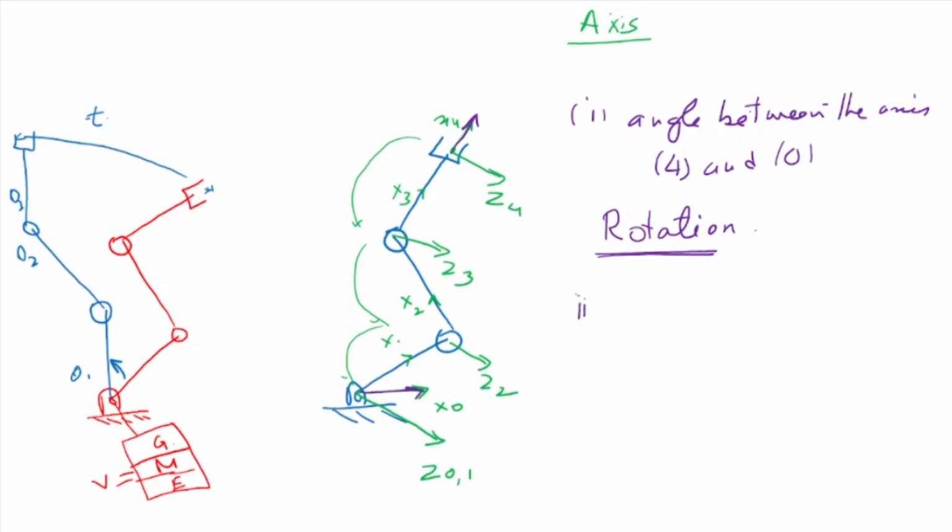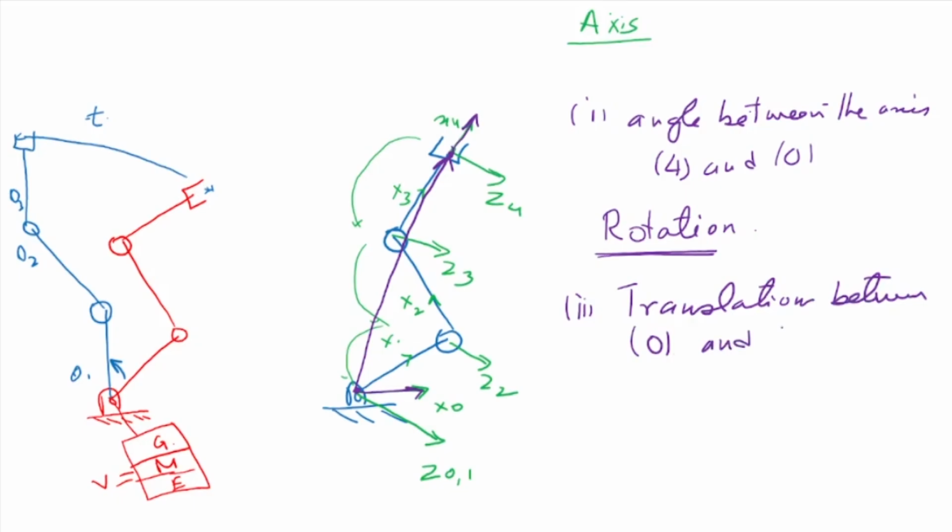Now the second thing: the origin of frame 0 is here, and the origin of frame 4 is there. So there is also a transformation, a translation involved. So there is a rotation and a translation between the 0 frame and the 4th frame. There are two transformations involved. One is a rotation, that's what we see, and the second is a translation.